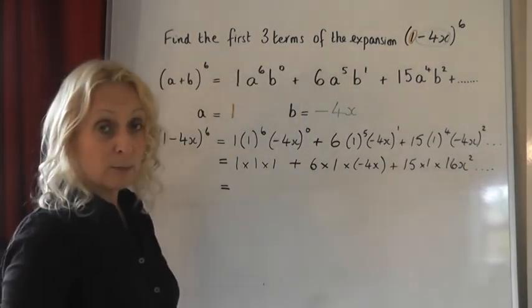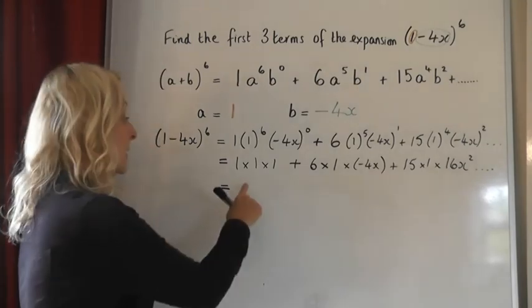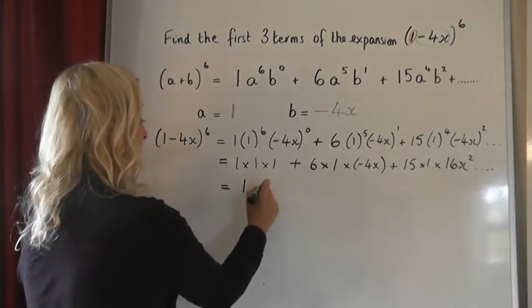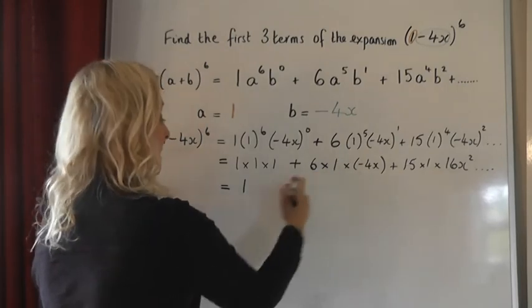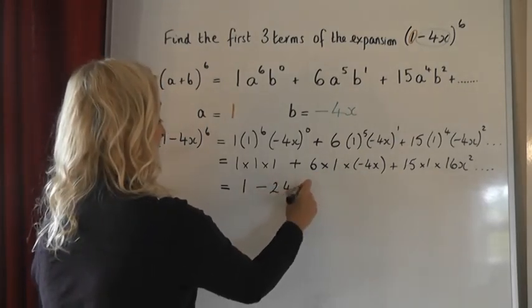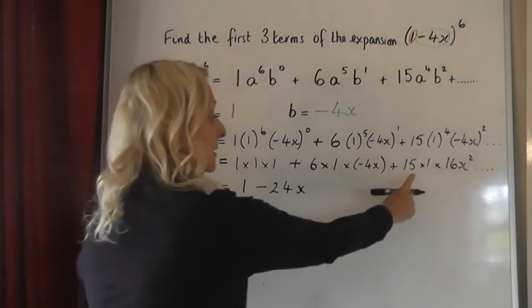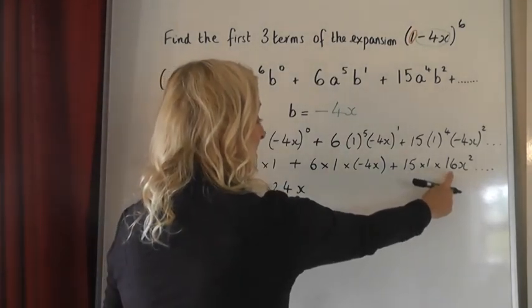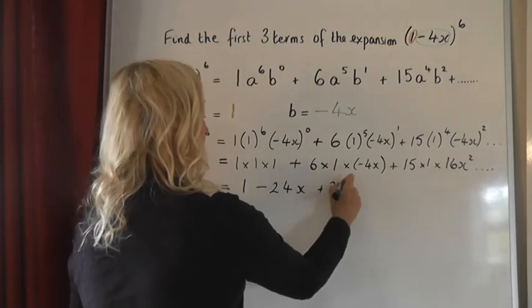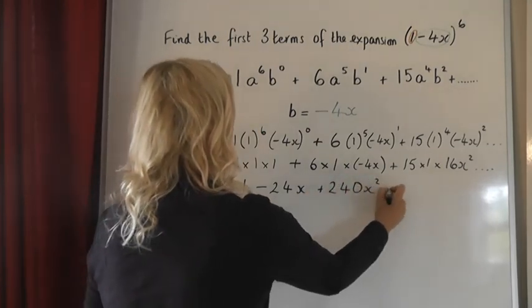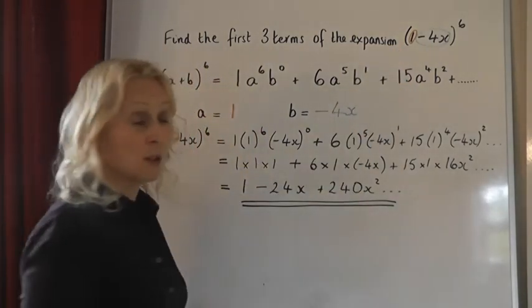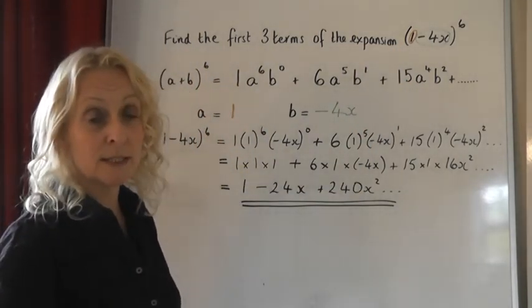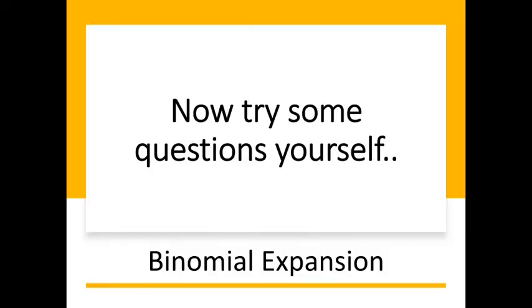I'm at the final step now, which is just to tidy up each term. So my first term is 1. My second term, 6 times minus 4x, that's minus 24x. And then my final term here, 15 multiplied by 16x squared, that's 240x squared. So there's the first 3 terms of the expansion of 1 minus 4x to the power 6. So we've worked through 2 examples. Now it's time to try some yourself.